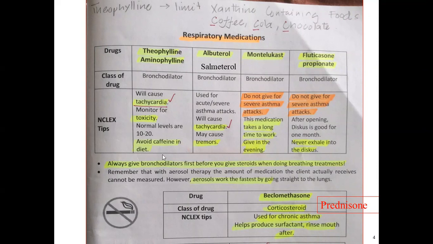What is the special note for the NCLEX board? Always give the bronchodilator first before you give the steroid, right? Sometimes we prescribe a bronchodilator, albuterol or salmeterol inhaler, and a fluticasone inhaler. Out of these two, which one should the patient use first? Definitely the albuterol or salbutamol inhaler first. Then tell your patient to wait 5 minutes, and this medication causes bronchodilation of the lung alveoli.